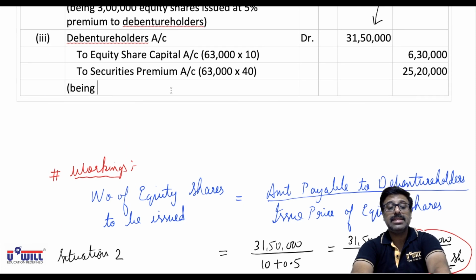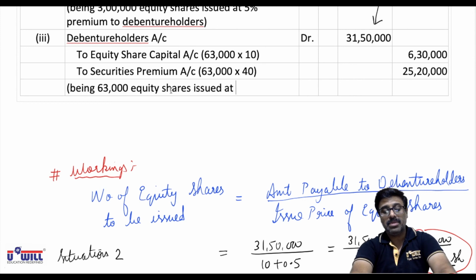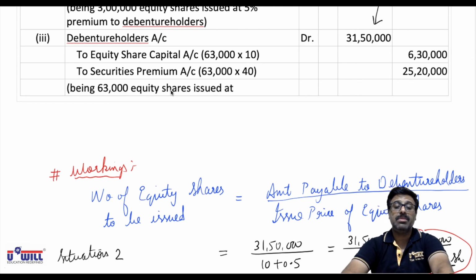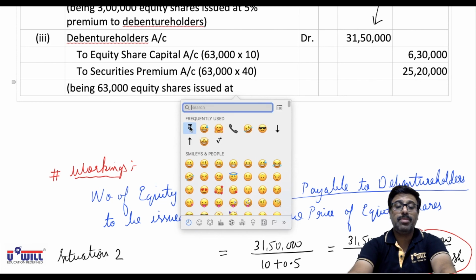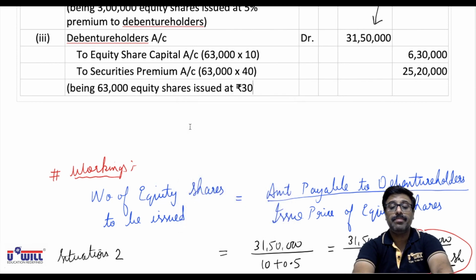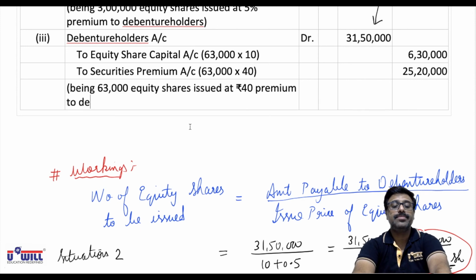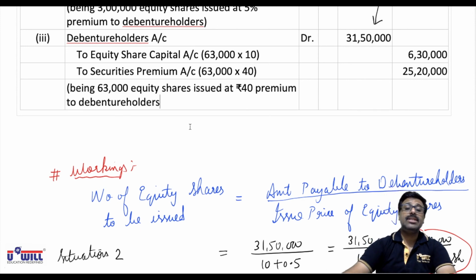Being 63,000 equity shares issued at 40 rupees premium to debenture holders. Here they are issued at 40 rupees premium, not 50. Okay, so all the three situations are covered.